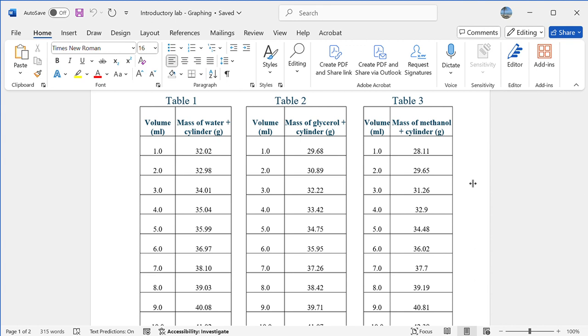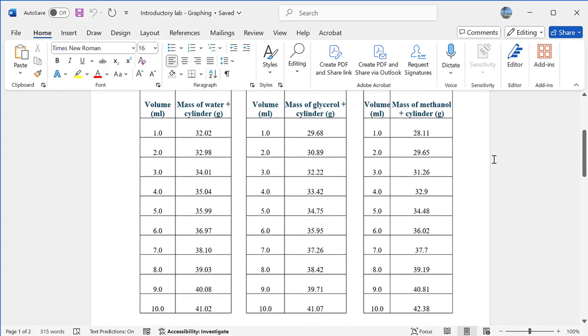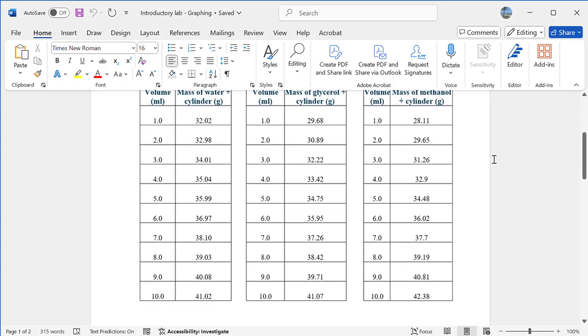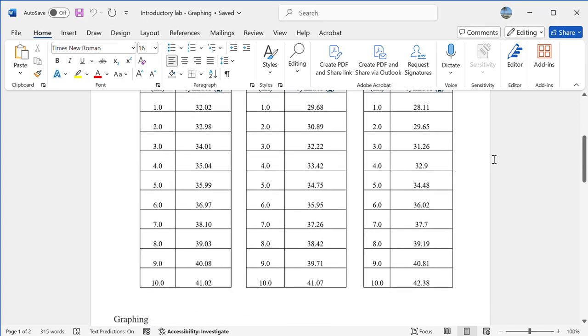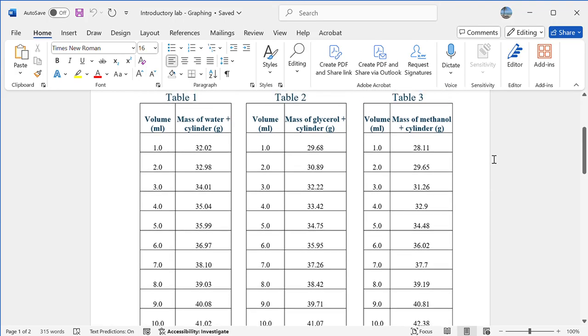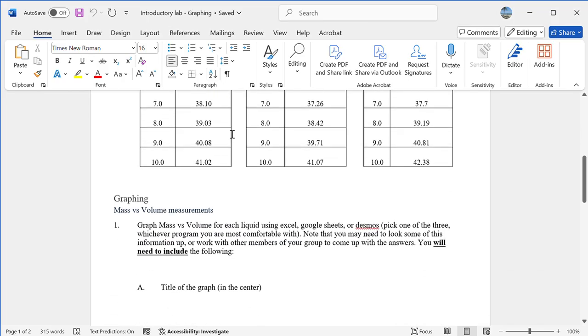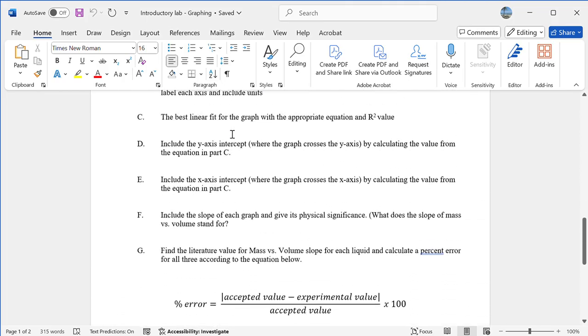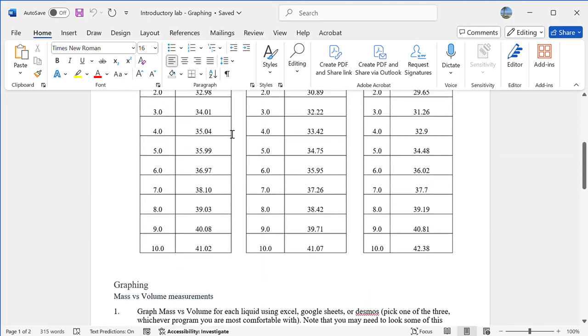Okay, now in the other labs that we will do, you will have another data value, so you'll have the mass of the cylinder, and then you can subtract the two to get the mass of the liquid itself or the mass of whatever you are trying to measure. But in this particular lab, it's okay. So you will graph volume versus mass of water. And then I have a series of questions to go through.